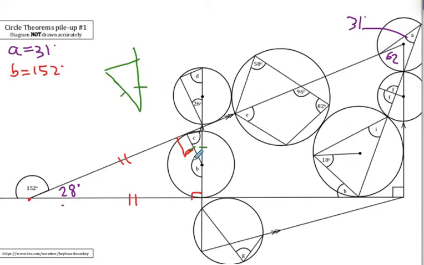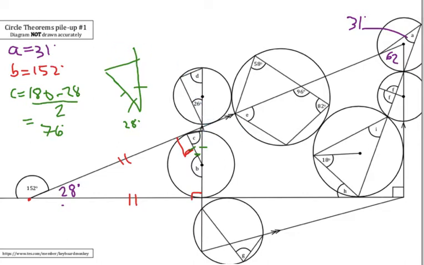Yeah? So the 152 and this right here, this is going to be 28. So our central angle is 28. And so our C is going to be 180 minus 28 divided by 2. So let's do 180 minus 28 divided by 2. And we're going to end up with 76 for C. Okay. All right. Let's go on to D.